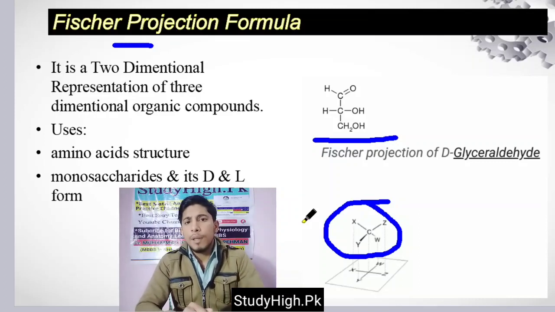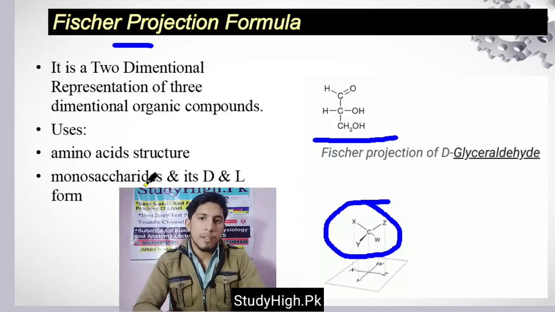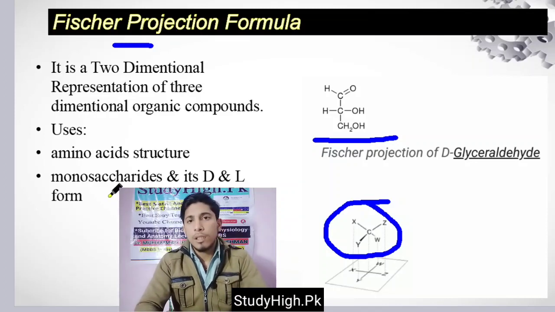So what are the uses of the Fischer projection formula? Amino acid structure: different types of amino acids we represent in two-dimensional form by using this Fischer projection formula. Similarly, for monosaccharides, D and L isomerism, all these forms are determined.